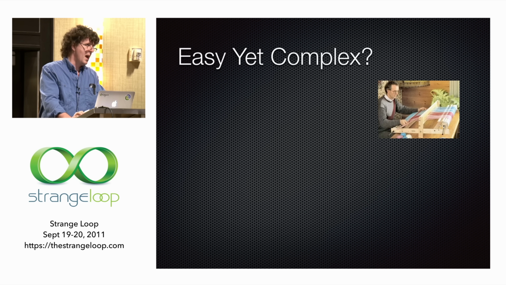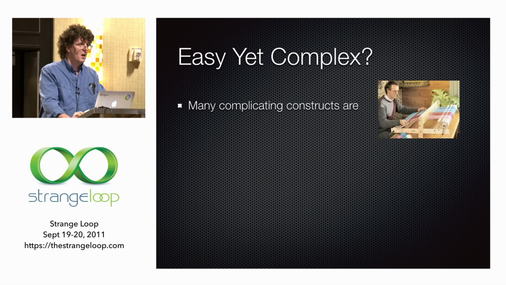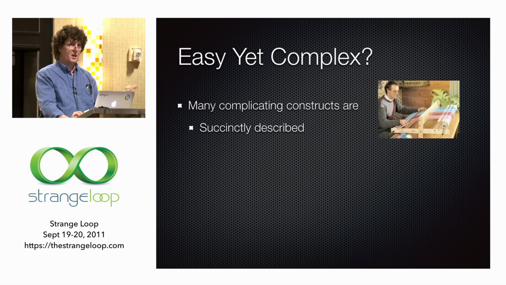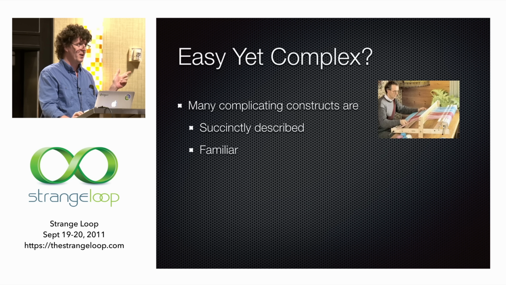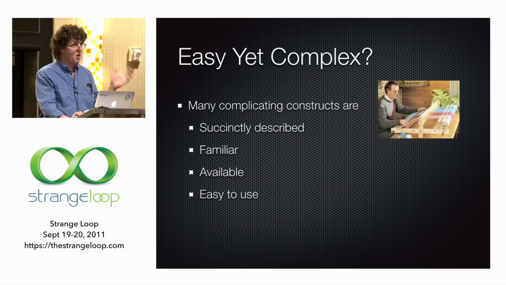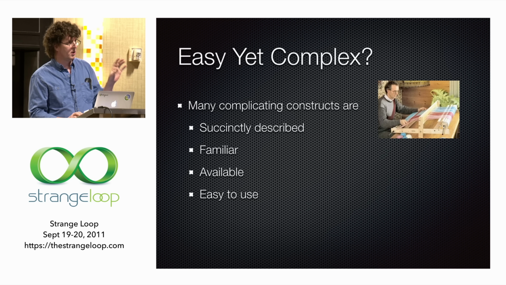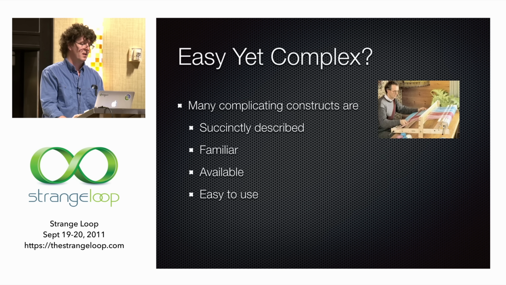So one of the problems I think we have is this conundrum that some things that are easy actually are complex. So let's look. There are a bunch of constructs that have complex artifacts that are very succinctly described. Some of the things that are really dangerous to use are so simple to describe. They're incredibly familiar. If you're coming from object orientation, you're familiar with a lot of complex things. They're very much available, and they're easy to use.